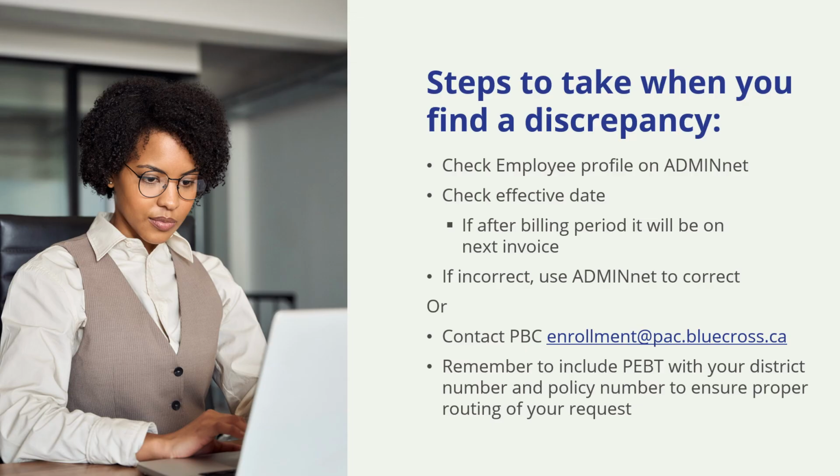To avoid coverage issues and large retroactive premium adjustments, it is important to review your invoice monthly to ensure your changes are reflected and make corrections in a timely manner. If you find an issue and need to make a change retroactively, and the AdminNet system is not allowing the change due to the effective date being too far in the past, you'll need to contact PBC at enrollment@pac.bluecross.ca. They can assist you or advise of your options for making the change.